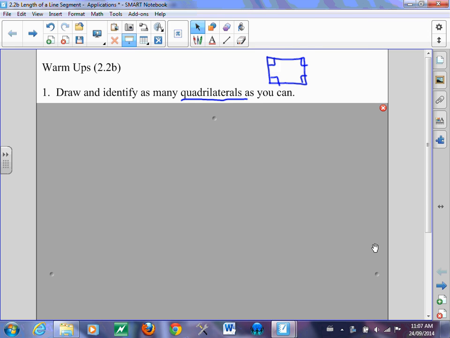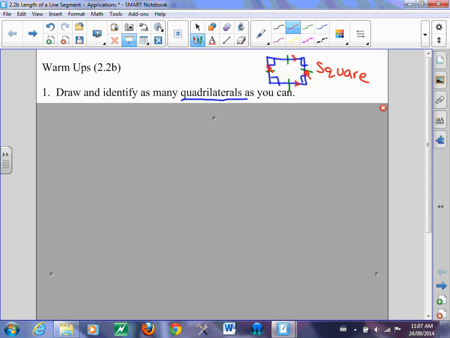You also need to show me that each side length is the same, and you also need to show me that the opposite sides are parallel. So we need lots of detail when we're drawing these today. So draw and identify, with square beside it. Okay, ladies and gentlemen, that's one. I would like to see if you can come up with 6 more. So pause the video and find 6 more.